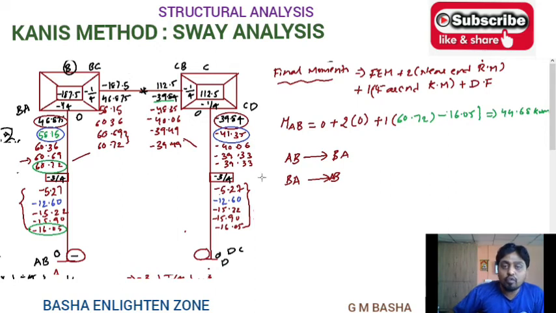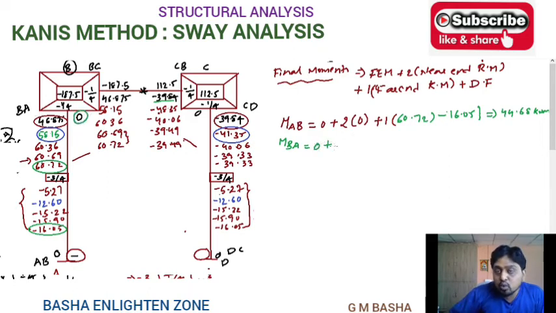Then go for the BA, so MBA. MBA fixed moment will be 0, plus 2 into its near end rotation. Near end rotation for BA is 60.72. Far end rotation for BA, already I told you, for BA far end will be AB.